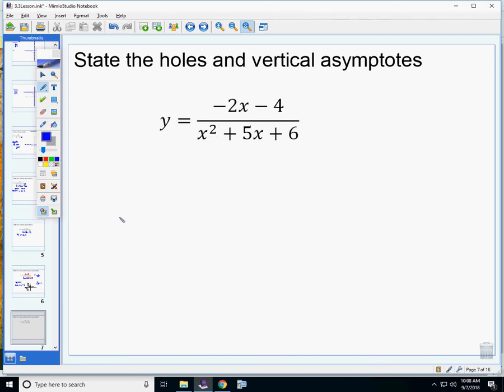So here's another example. We want to find the holes and the vertical asymptotes. The denominator we can factor to be x plus 2 and x plus 3. That's two numbers that multiply to 6 and add to 5. On the top, we can take out a greatest common factor of negative 2, and that leaves us with x plus 2. So notice our x plus 2's are going to cancel, and that leaves us with a negative 2 on top and an x plus 3 on bottom.